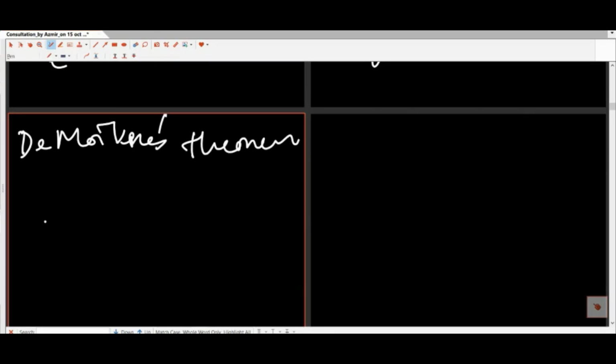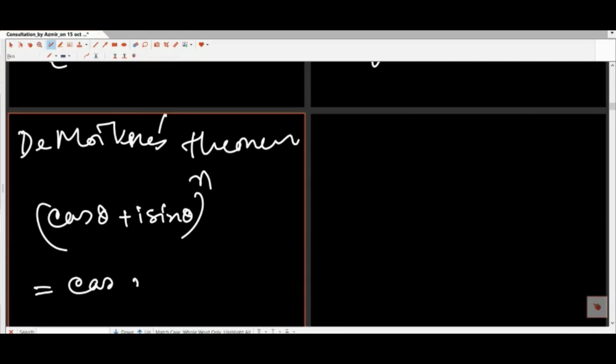That is, if we have (cos θ + i sin θ)^n, then what can we write? We can write cos nθ + i sin nθ. That means this power is coming in the position of the angle. So with θ, this n can be multiplied. This is what we know as de Moivre's theorem. So these are the things that you have in week 1.